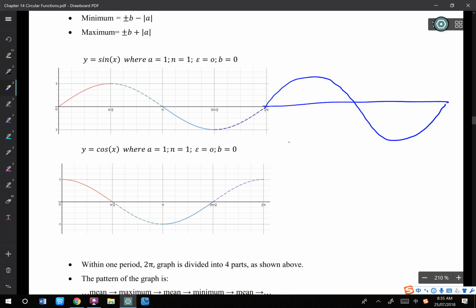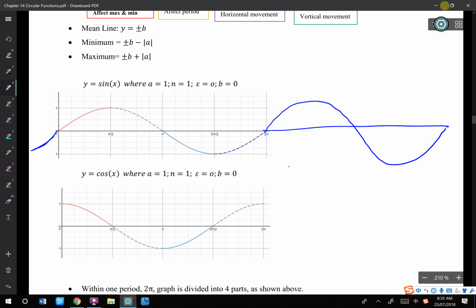And even for left hand side, I can't draw for left hand side, but it will be the same, like going down and up, down and up. So for sine x, the period is 2 pi. So what is a period? A period is the graph repeats in what length? Okay, so in every 2 pi, it will repeat exactly the same graph. For every 2 pi, repeat exactly the same graph.